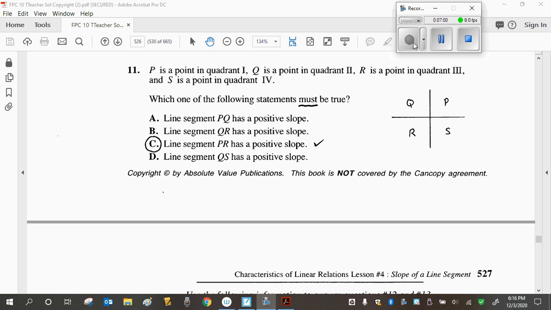And there's the quick review for quadrants, which we saw earliest, actually the very first second, I think, in the functions unit. So don't forget, those are the quadrants. S is in quadrant 4. Yep, that's right. And PR does have a positive slope because it goes up from left to right. Ta-da!